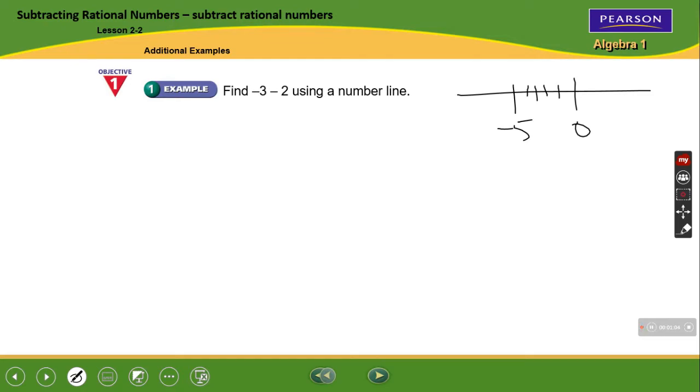So we're going to start at -3 on the number line. -3 is right here. And then we're going to take away 2. So we're going to go left 1, 2. So we should end up here at -5. So -3 minus 2 equals -5. It's kind of like the idea I was talking about in the beginning. I lost $3, then I lost $2. I lost a total of 5 dollars.